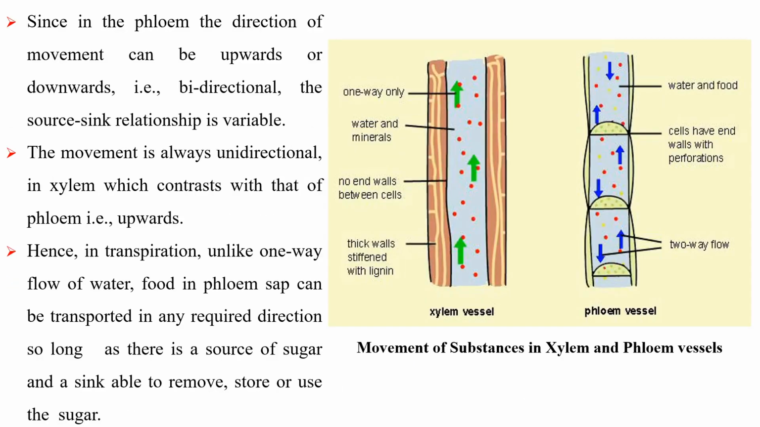In the phloem, the direction of movement can be upwards or downwards, that is, bidirectional, so the source-sink relationship is variable. The movement is always unidirectional in xylem, which contrasts with that of phloem, that is, upwards. Hence, unlike the one-way flow of water in transpiration, food in phloem sap can be transported in any required direction so long as there is a source of sugar and a sink able to remove, store, or use the sugar.